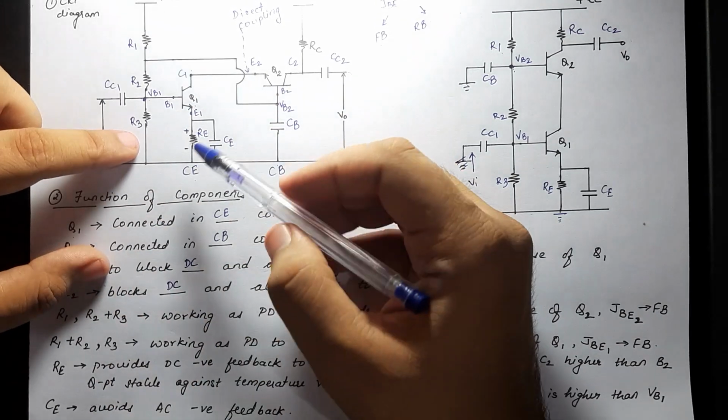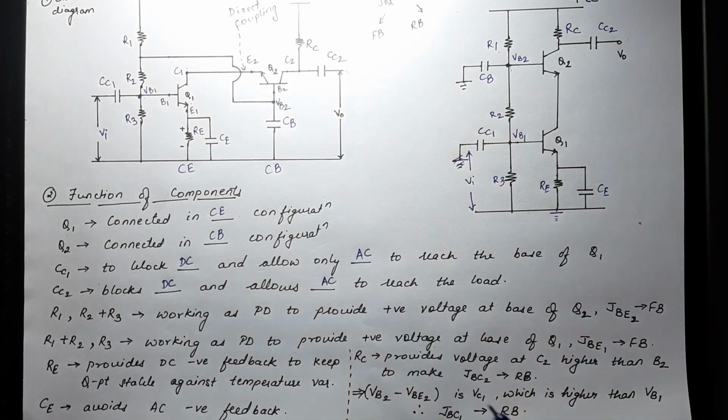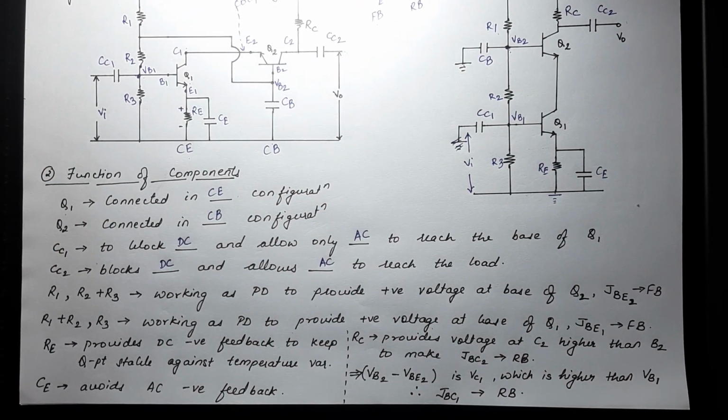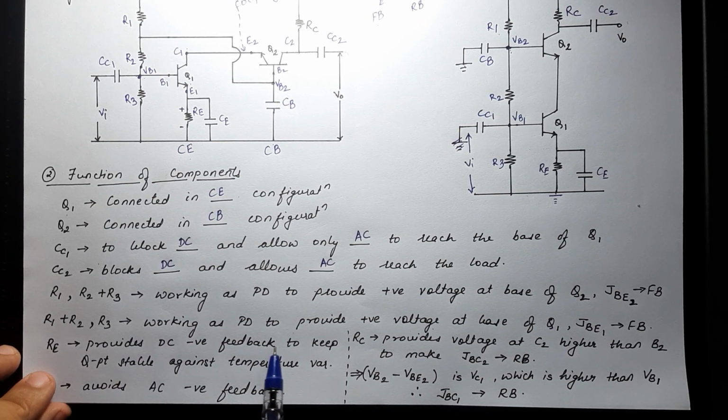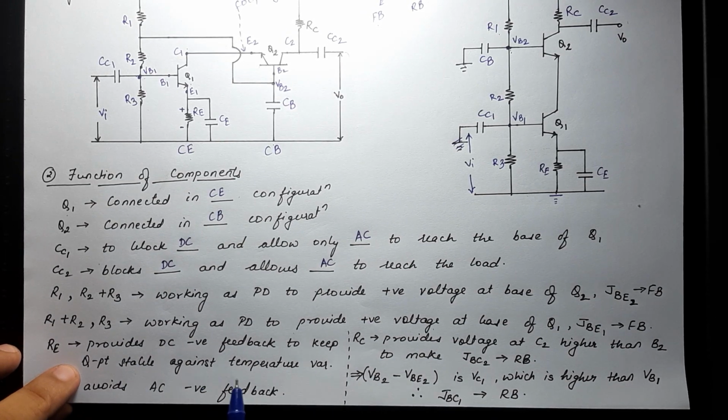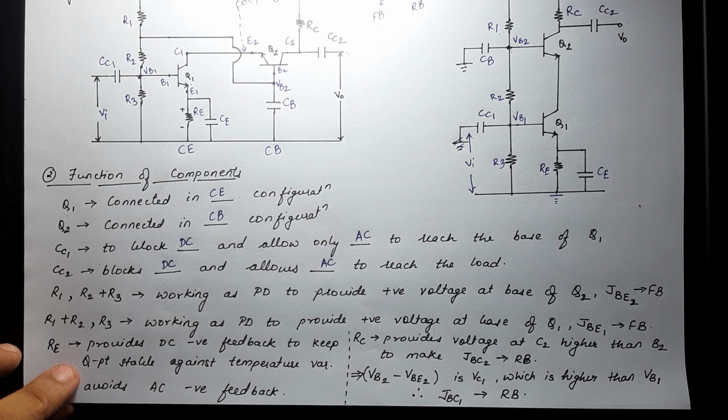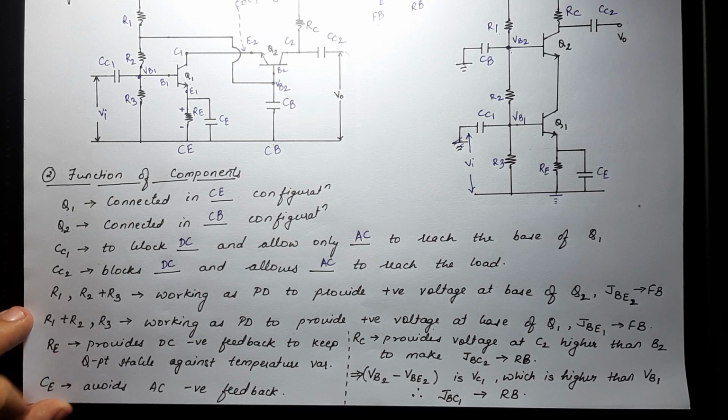Now RE, we haven't usually described RE, but the function of RE is to provide DC negative feedback to keep the Q point stable against temperature variation. If there is any temperature variation while performing the practical, or while the circuit is in implementation, RE provides DC negative feedback. It also provides AC negative feedback, which we don't want. We always want the AC feedback to remain in the circuit. We don't want it to be negative.